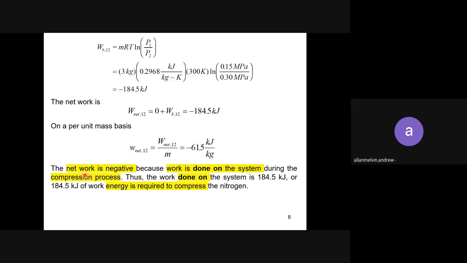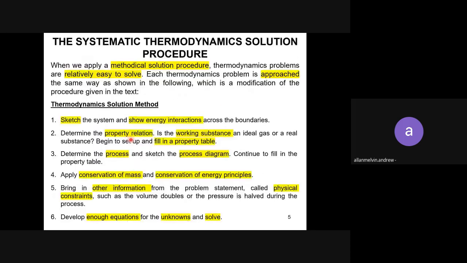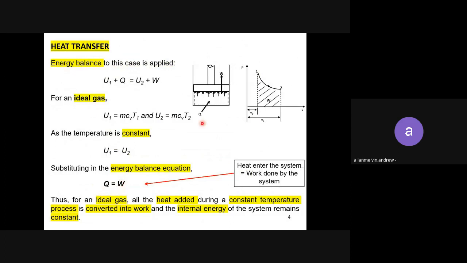Okay, so the net work done is negative because the work is done on the system. Previously we have seen that generally if the system absorbs any work, the energy increases. But for boundary work done in the isothermal case, we saw the equation earlier: Q equals W. Whatever enters goes out. So heat entering the system equals work done by the system.